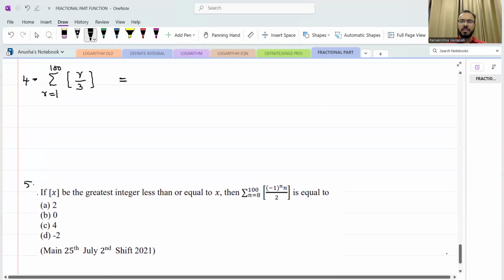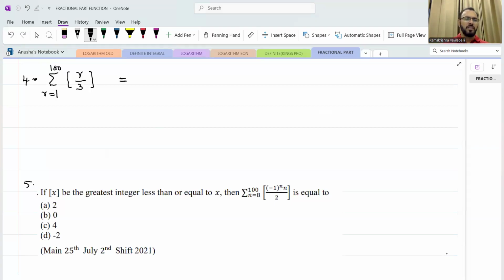Coming to the next question. Find the sum of the integral part of r by 3, where r is running from 1 to 100. How to solve this question?